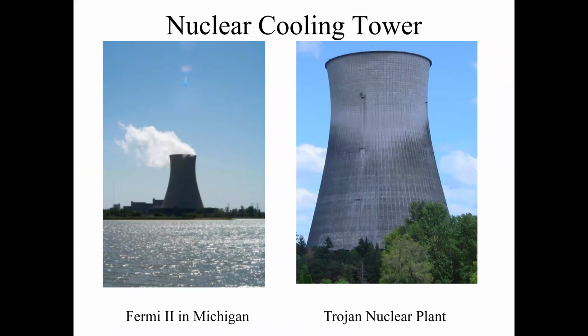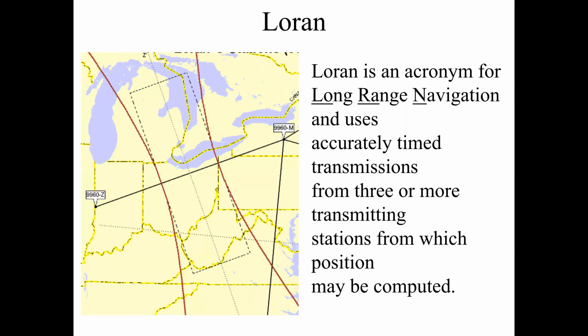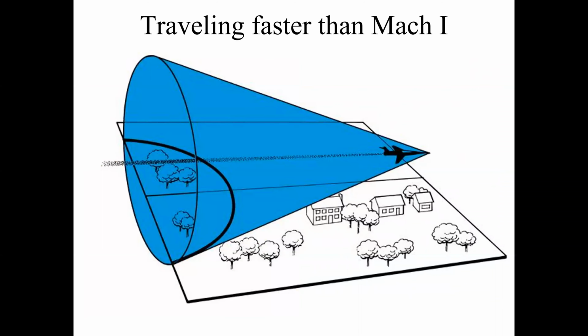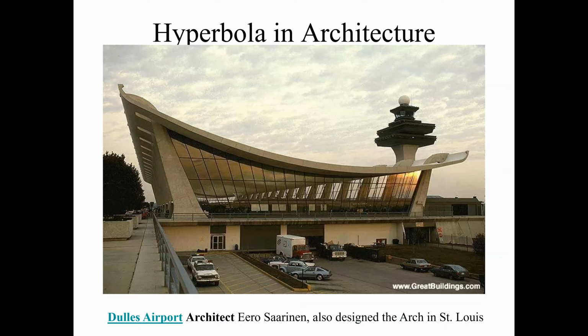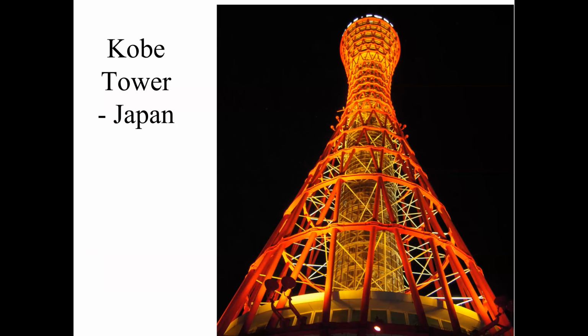Some applications. The shape of a nuclear cooling tower is a hyperbola rotated around an axis. Before there was GPS, there was a system called LORAN, which found you by intersecting two hyperbolas on the surface of the Earth. Sonic booms. Washington Dulles Airport has a hyperbolic shaped roof.